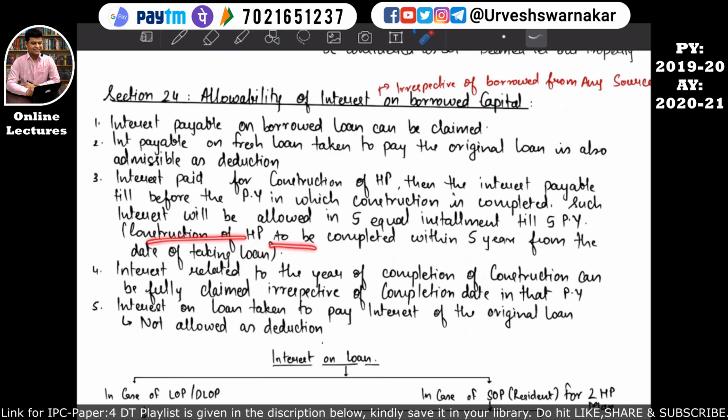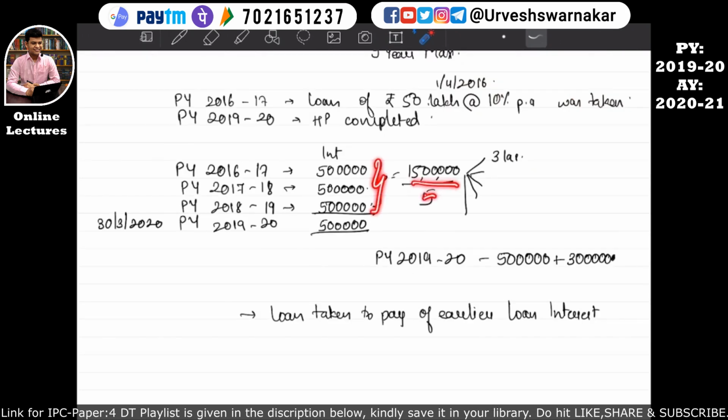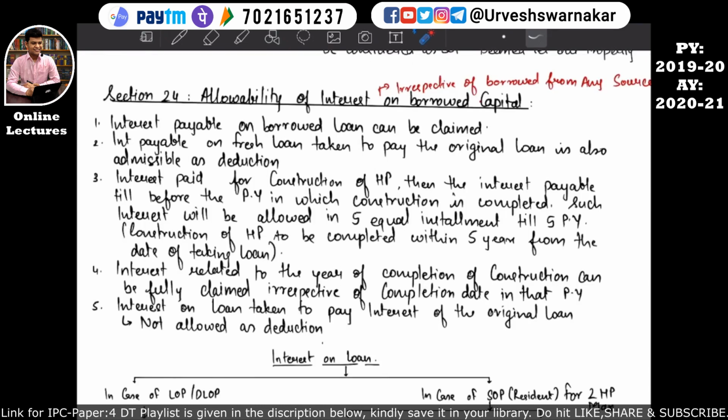Construction of the house property has to be completed within 5 years from the date of taking the loan, then only this clubbing of the interest and dividing it by 5 and allowing it to 5 previous years will be allowed. But if the construction is not completed up to 5 years, or it has taken more than 5 years, then this will not be allowed in the upcoming 5 previous years. I hope this is quite clear. Fourth point is that interest related to the year of completion of the construction can be fully claimed irrespective of the completion date in that previous year.